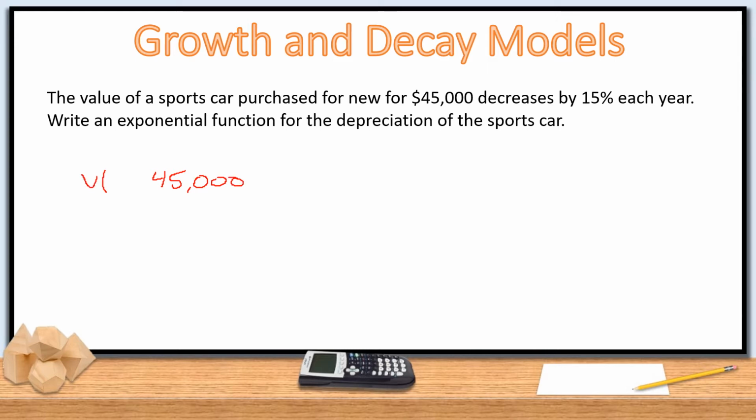And the value of the car over time is going to be our end goal, our range, the output of the function. So 45,000 times (1 - 0.15), it's going down, it's decreasing. 15% as a decimal is 0.15. And then to the power of t, there we go.